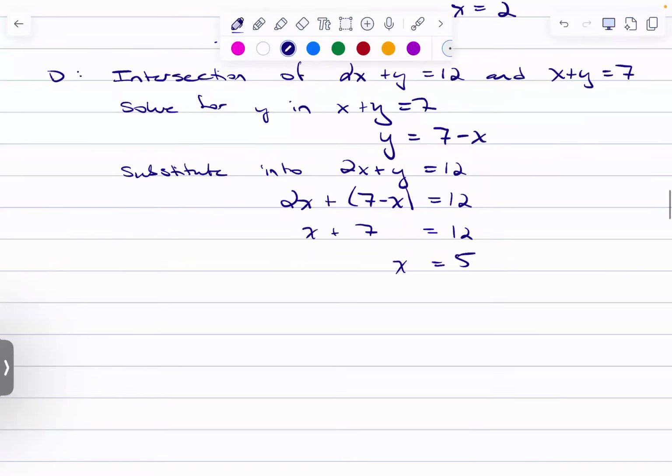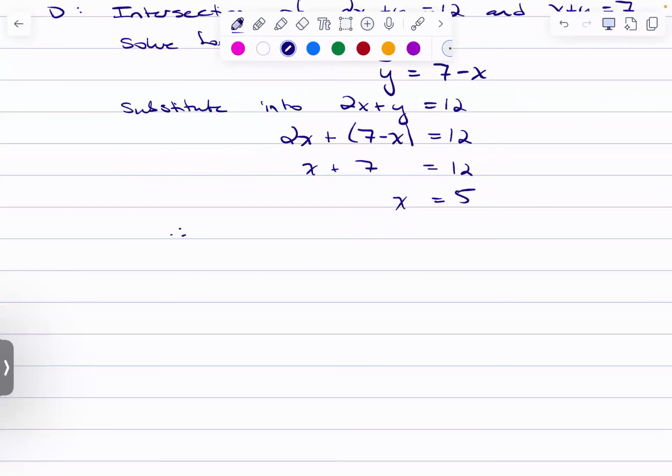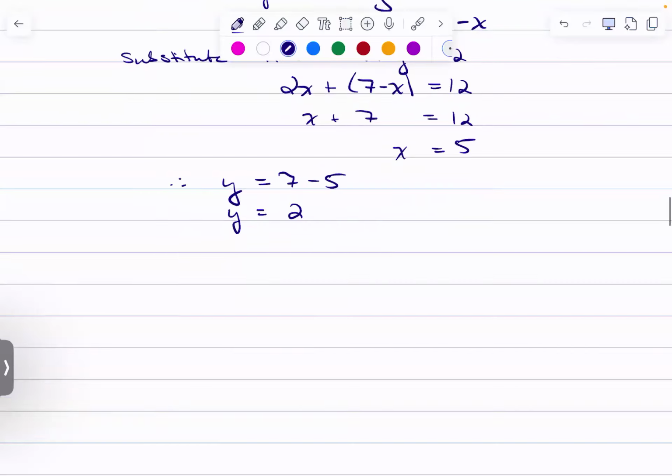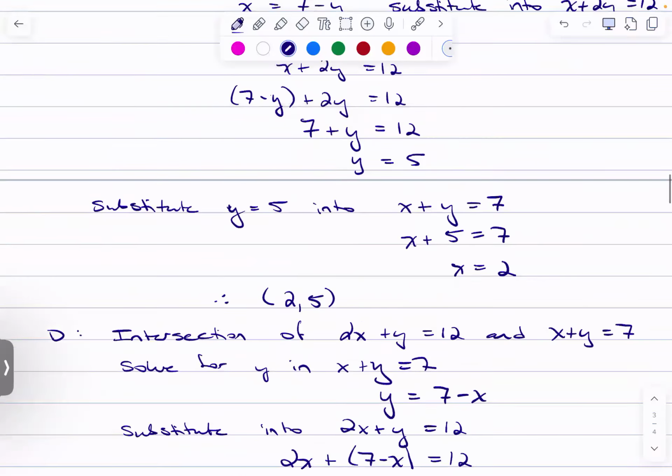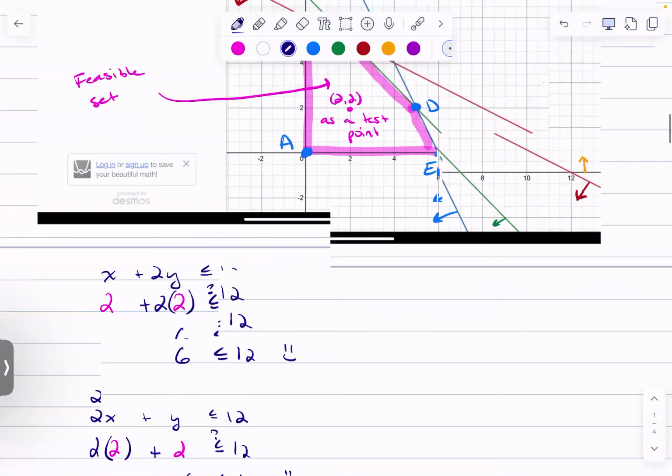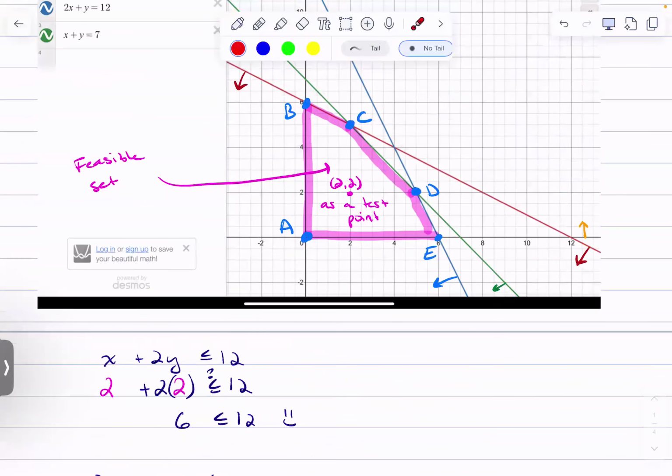Solving for y. Therefore, y is 7 minus 5. So y is 2. So the point is at 5, 2, which we can confirm way up here. X is 5, y is 2. Looks reasonable to me.